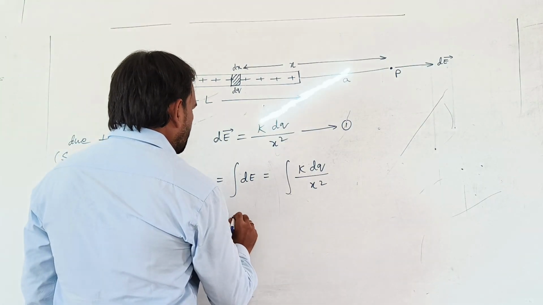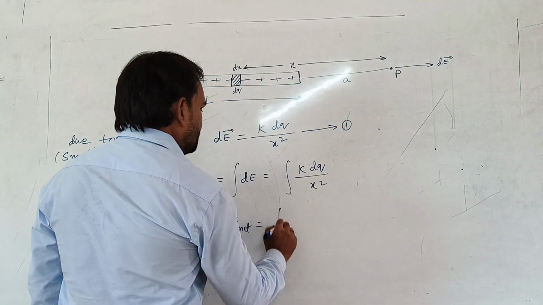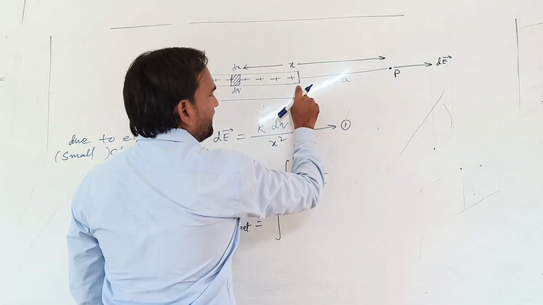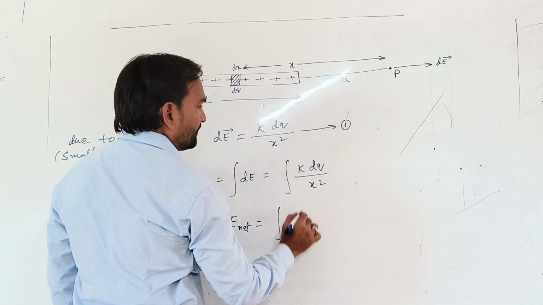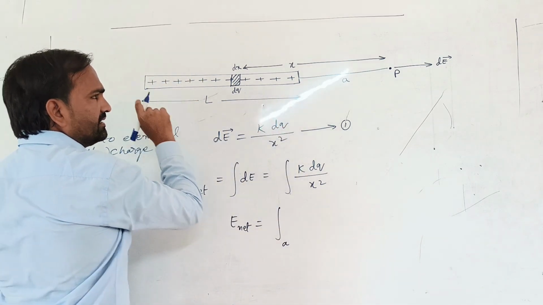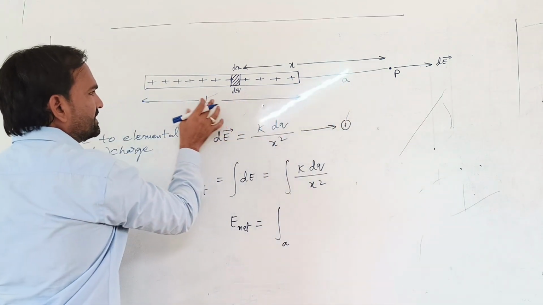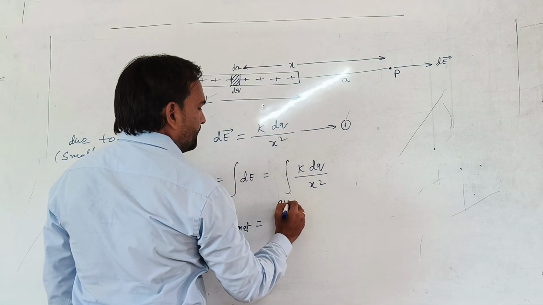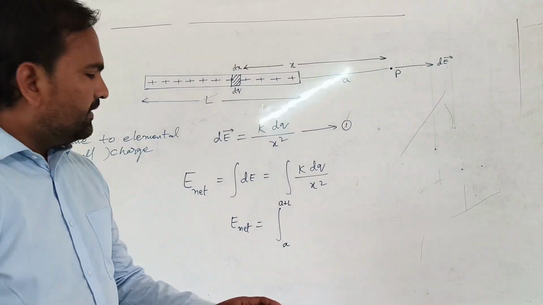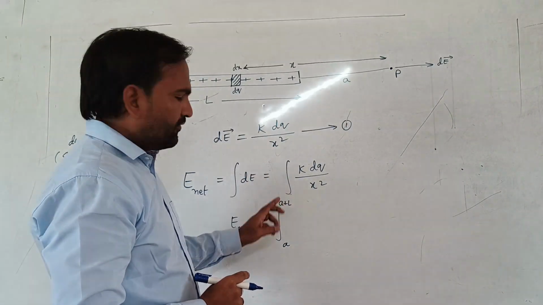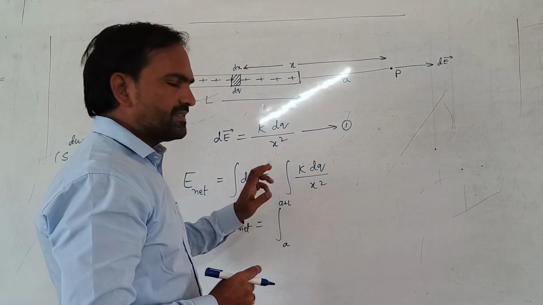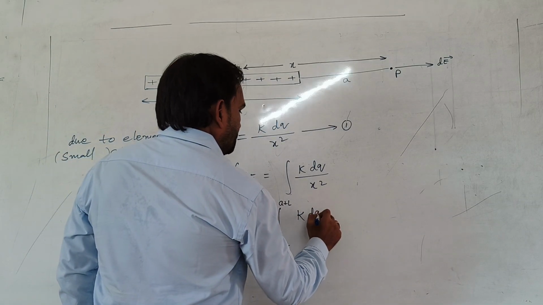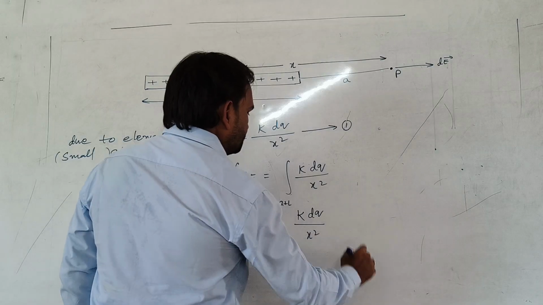Then E net is equal to, how can you write? E net is equal to the integration from which point to which point? One end is at distance A from point P. The other end of this rod is at what distance from P? A plus the length of the rod, L. So the integration limits are from A to A plus L of k dq by x squared.